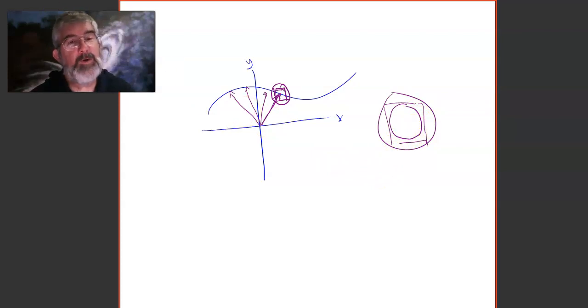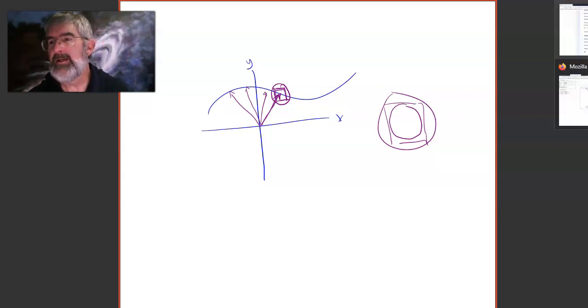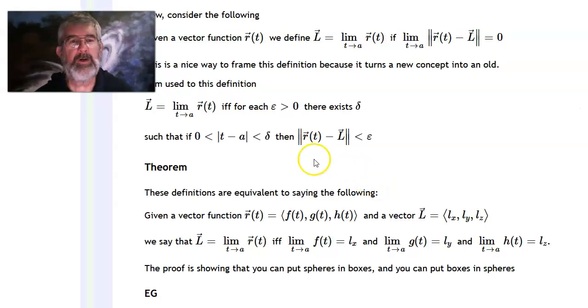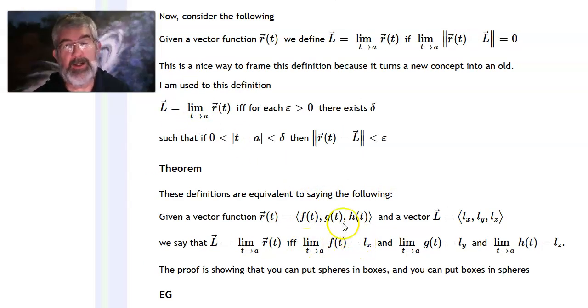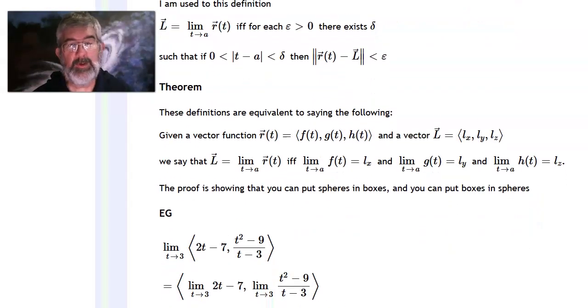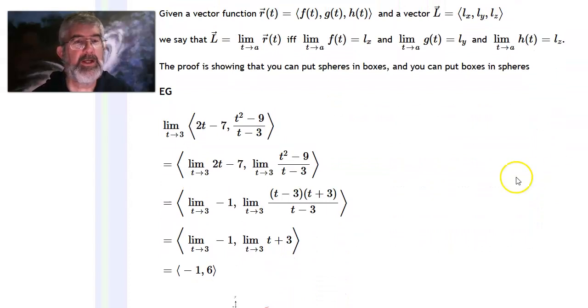But from the point of view of evaluating limits, let's go back here. From the point of view of evaluating limits, this definition down here is going to be the way to go, because you can just look at individual components. Now, for instance, here's an example in R2, in the plane, where I have a vector function (2t - 7, (t³ - 9)/(t - 3)). And I want to know what's the limit as t goes to 3.